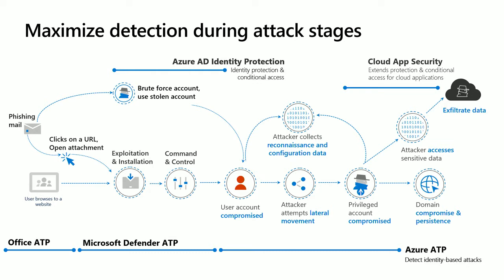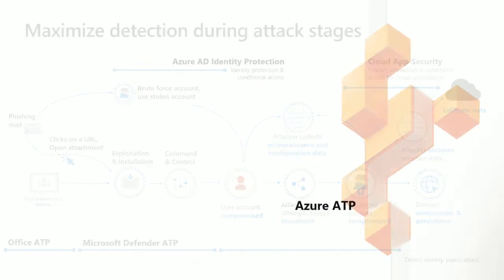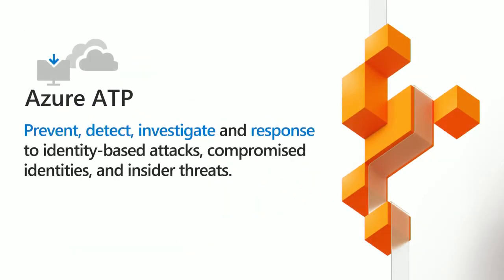and continue all the way to our identity threat protection offering, the Azure AD Identity Protection and Cloud App Security, which are detecting identity-based threats in the cloud, and all the way to Azure ATP, our topic of discussion today, that is help identifying and protecting from identity-based attacks in the on-premises.